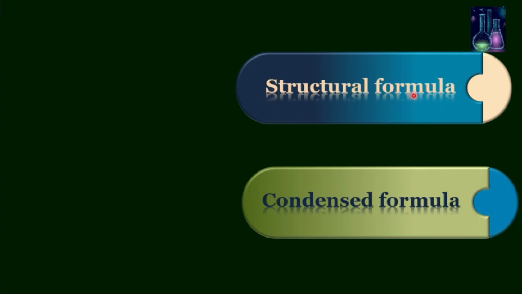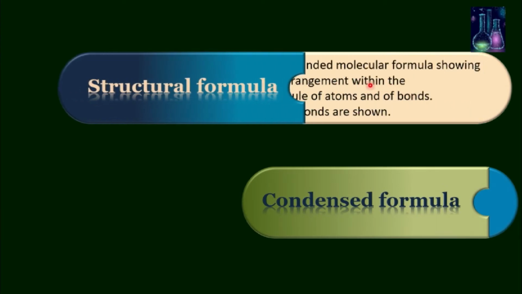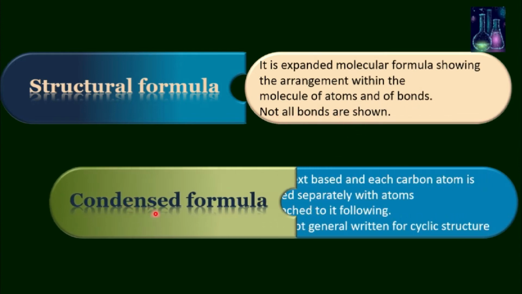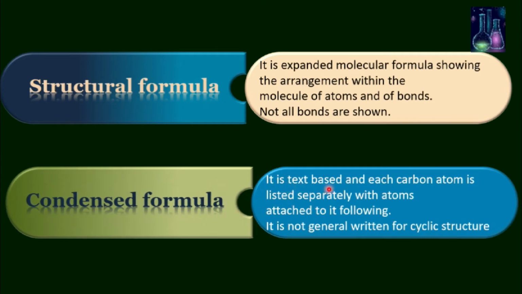Structural formula, a very important one. It is an expanded molecular formula showing the arrangement within the molecules of atoms and of bonds. Not all bonds are shown. Condensed formula. It is text based and each carbon atom is listed separately with atoms attached to it following. It is not generally written for cyclic structures.